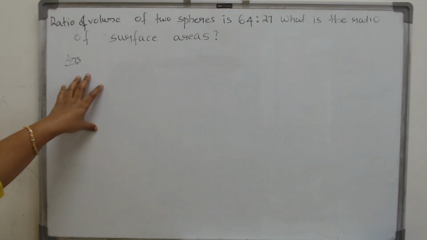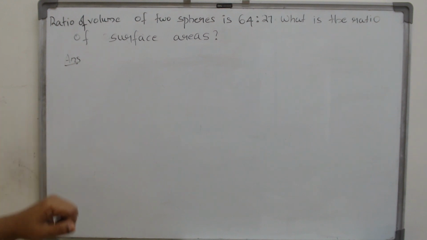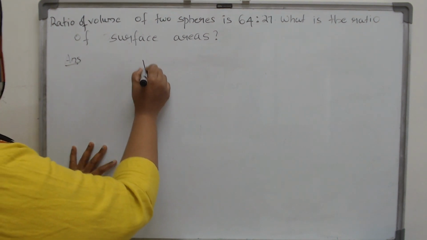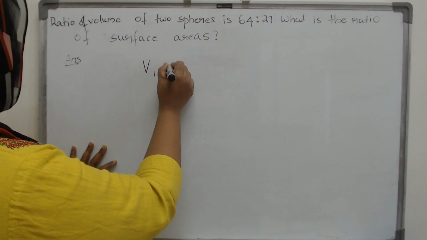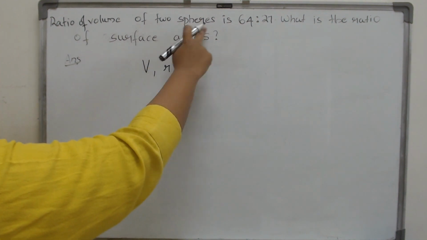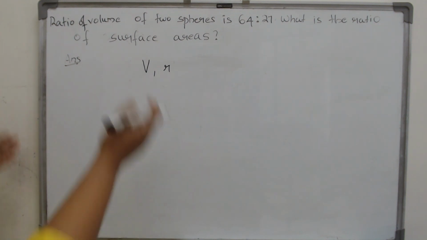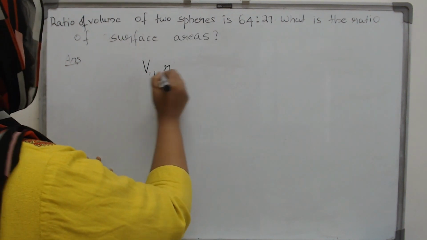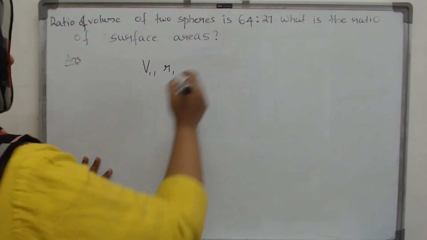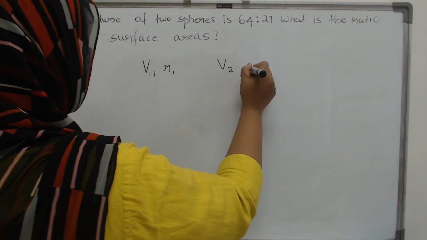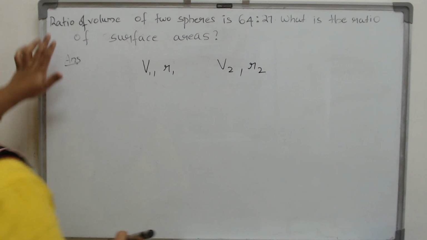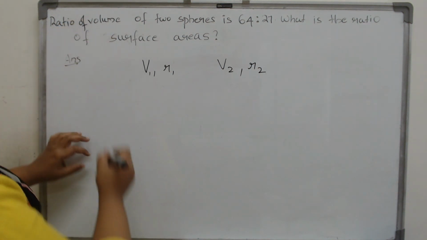Now look at this question. It talks about the volume of a sphere. Whenever we talk about the volume of a sphere, we take the related quantities as V and R. But then read the question. We are talking about two spheres. So whose volume is this? We need two different sets of values, V1 and R1 for the first sphere, V2 and R2 for the second sphere. And what is given? The ratio of the volumes.